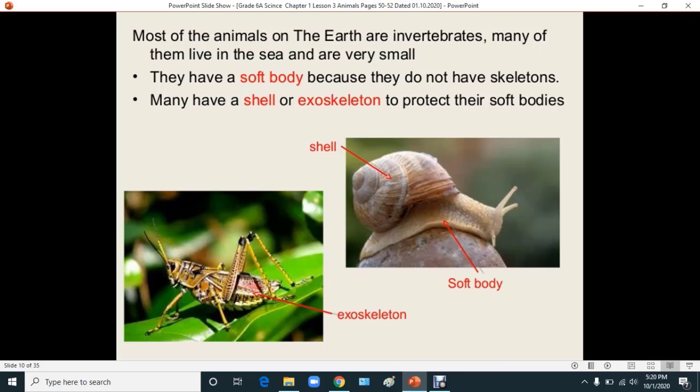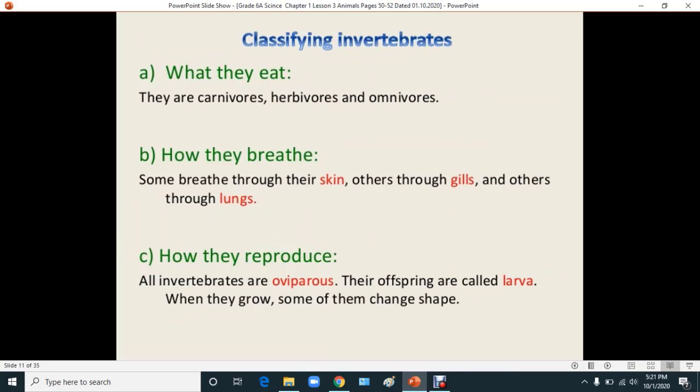They have soft bodies because they do not have a skeleton, and many of them, as you can see from the picture, have a shell or exoskeleton to protect their soft bodies. Their body is very soft. You can see these animals in this picture. They are classified based on what they eat, how they breathe, and how they reproduce. Here some are carnivorous, herbivorous, and omnivorous animals.